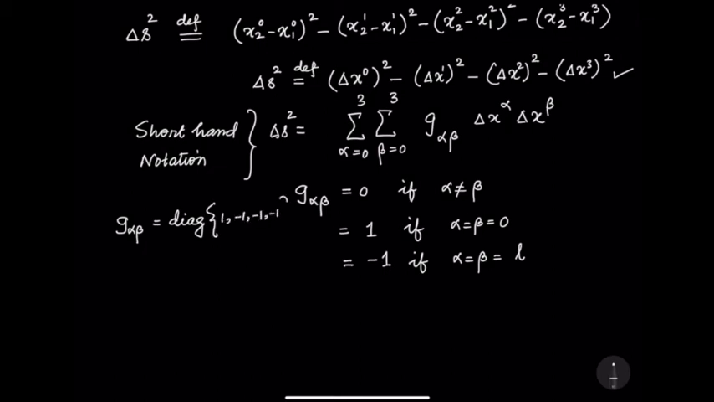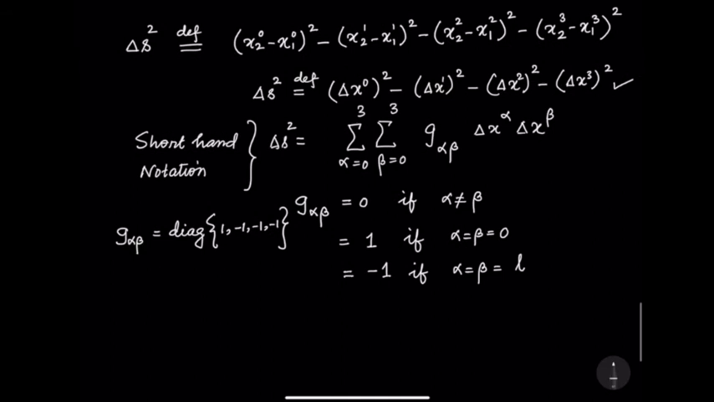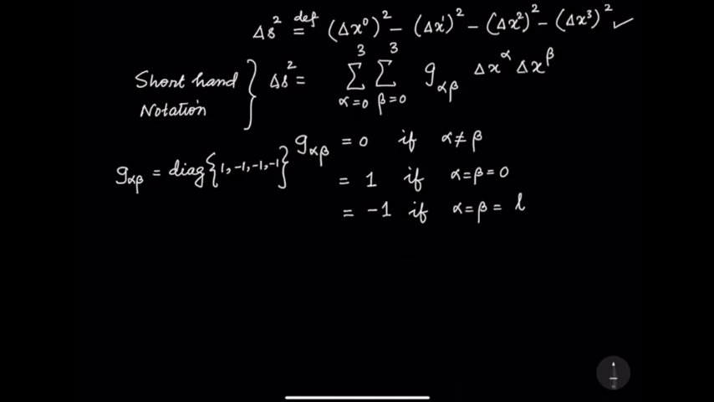This is also sometimes written as this. Now the interval can be defined the other way also, where I write the time part negative and the spatial part positive. Both definitions are used in the literature. We will use this one. Now, as you can see here, some of the indices I have written downstairs, some upstairs. Again, there are reasons for that, but we should not bother about it at this point of time. It will be clear when we discuss why we write something downstairs, something upstairs.